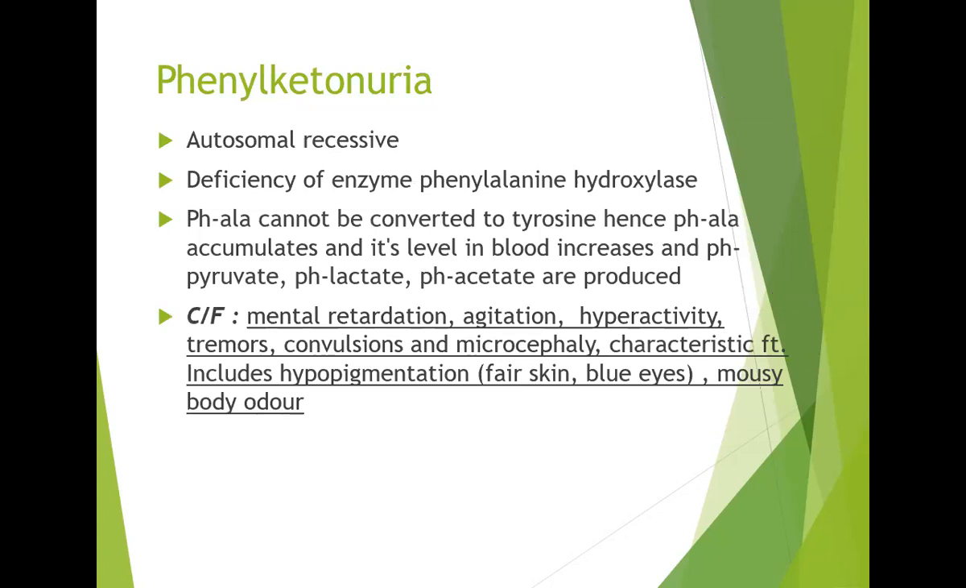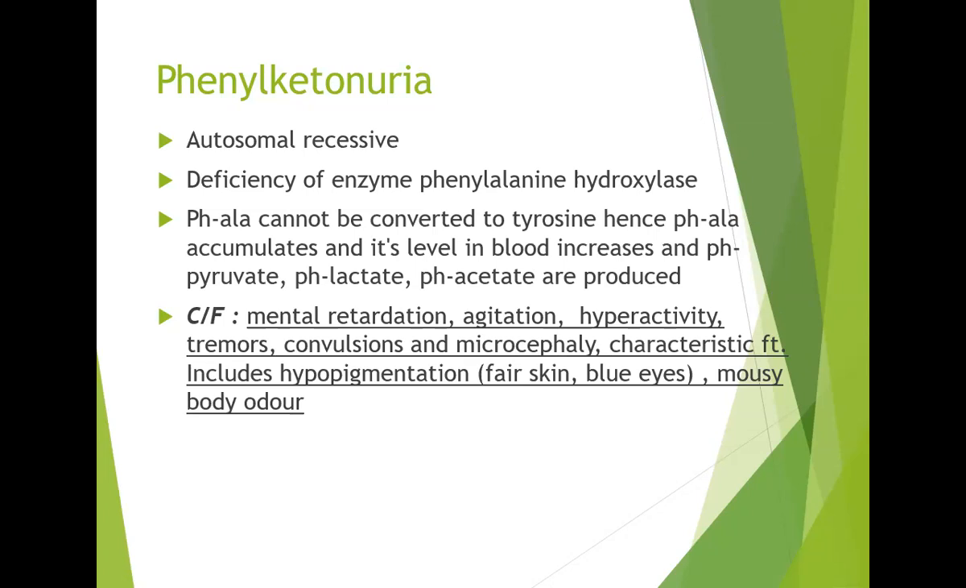Next is phenylketonuria. It is an autosomal recessive disorder. It is due to the deficiency of enzyme phenylalanine hydroxylase. Here, phenylalanine cannot be converted to tyrosine. Hence, it accumulates and its level in blood increases. It forms other metabolites like phenylpyruvate, phenyllactate, phenylacetate.